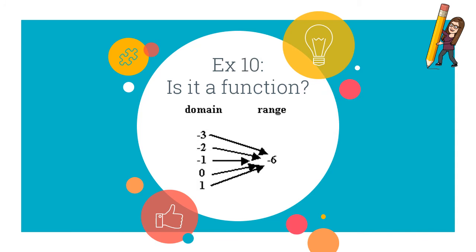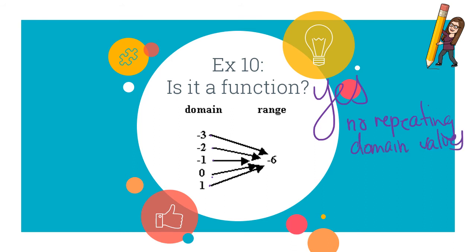Let's take a look at this one. Look at my domain values. They're all unique, right? I didn't reuse any of them. So is this a function? Yes, that's good. You could use that word unique as well. You could say all unique domain values. You could say no repeating domain values. Now notice that range. See how we only used one range value? But that doesn't matter. That's okay.